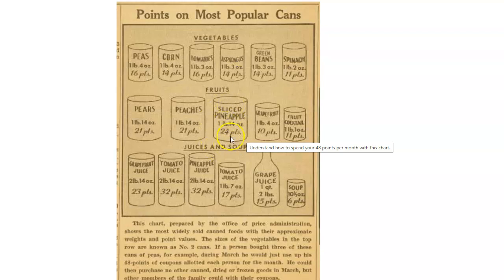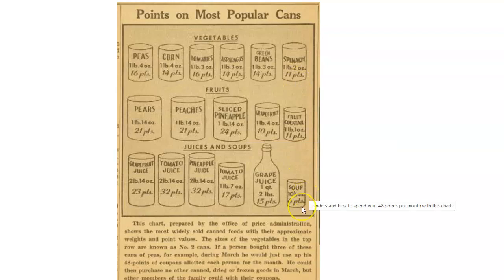Something like pineapple was a lot of points because it had to be imported. Sugar was a lot of points because it had to be imported. Something like spinach is easy to grow. They grow plenty of it. It's not that popular anyway, so there's always leftover. And so pretty easy to get. Soup is mostly water, so that's only 6 points there.